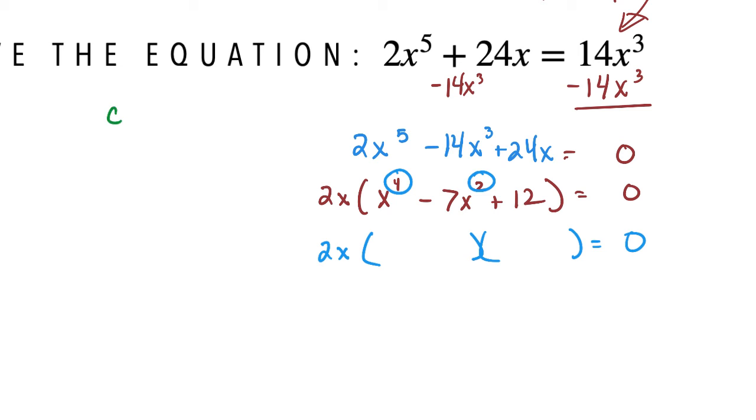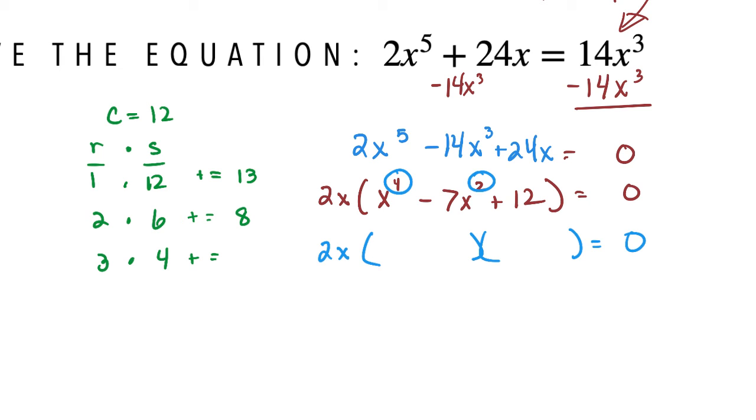In this case, our c value is 12. Our r and s must give us a 12 when we multiply, but they have to add up to a negative 7. So it could be 1 and 12, but that's not going to work. That gives us a 13. Could be 2 times 6, but that adds up to an 8. Could be 3 times 4. There's the one we want. That adds up to a 7. But again, note we want a negative 7, so we'll make everybody negative. Negative 3 times negative 4 is still positive 12, but now they add up to negative 7.